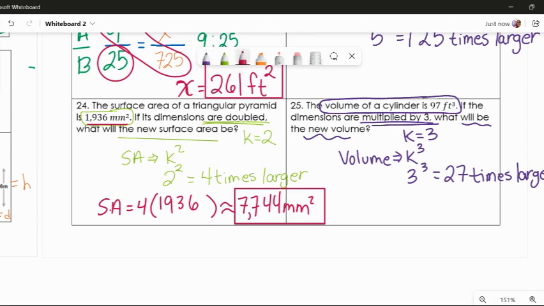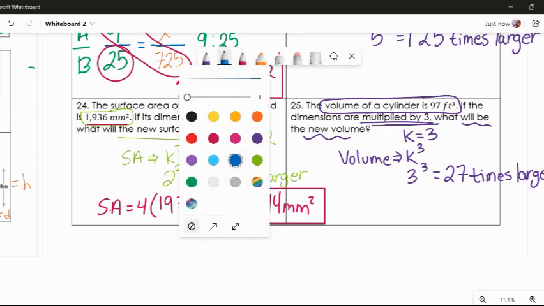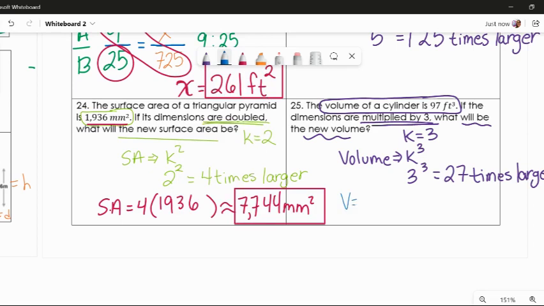So if they want the new volume, it's going to be 27 times the previous volume. Sorry, I thought I did it right, and it did. It just was on delay. 27 times the original volume, which was 97 cubic feet. So 27 times 97 tells us the new volume will be approximately 2,619 cubic feet.